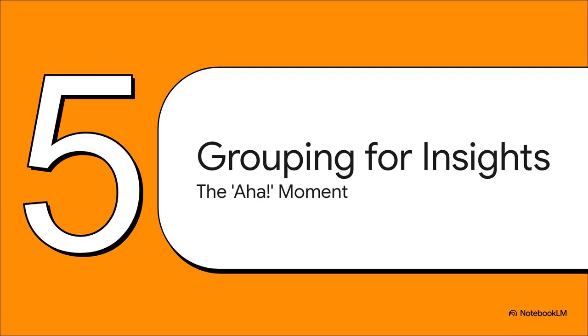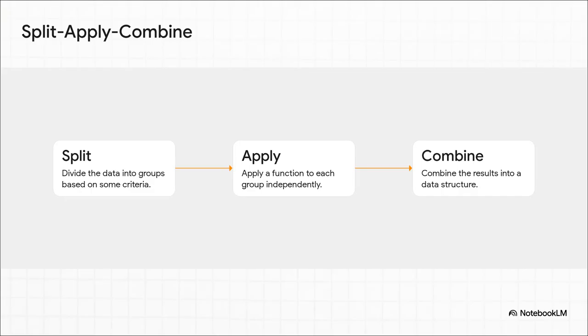Okay, selecting data is one thing, but how do we get to those big aha moments? Well, the answer is usually in grouping your data to find patterns. And this is where Pandas really starts to shine. The strategy is called split, apply, combine. It sounds fancy, but it's simple. First, you split your data into groups based on, say, the unique values in a column. Then you apply a function, like sum or mean, to each of those smaller groups. And finally, Pandas combines the results all back together into a brand new, tidy summary data frame.